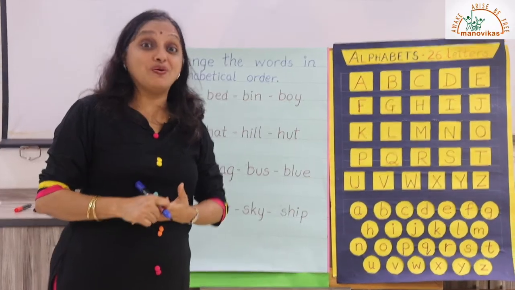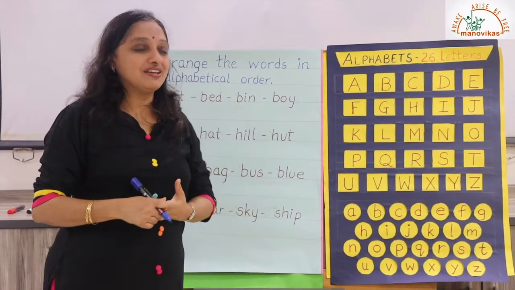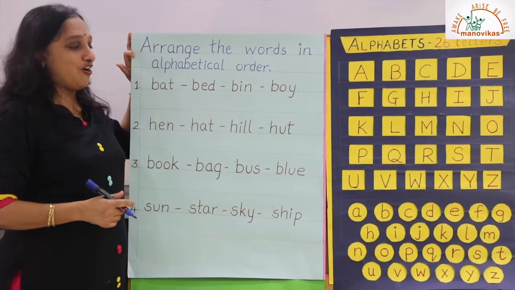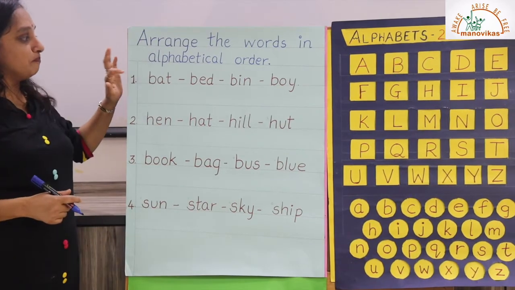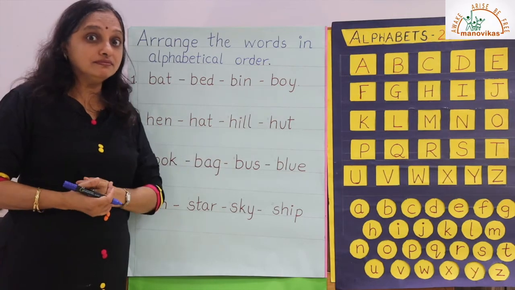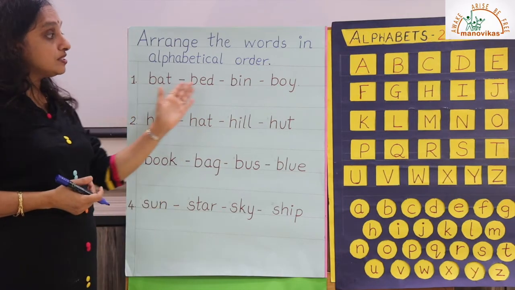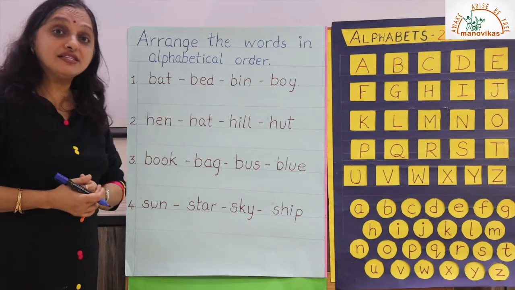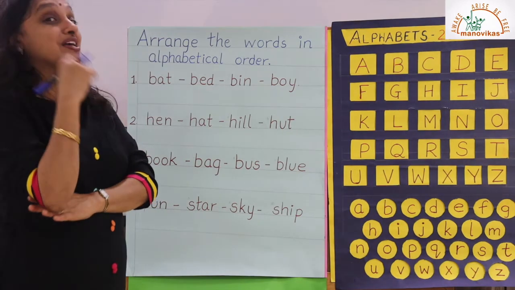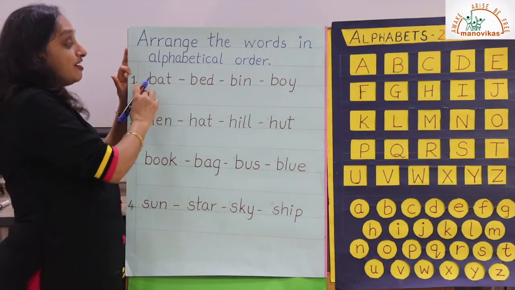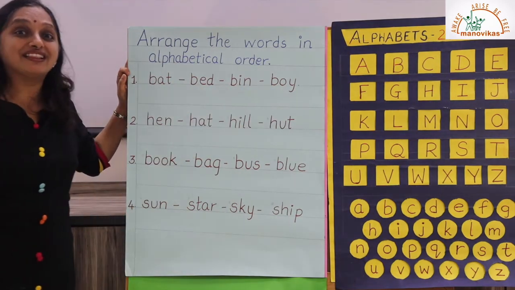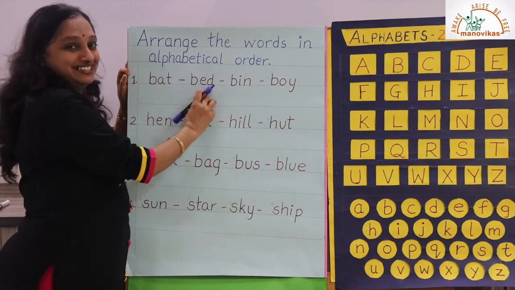Children, let us now look at some more words. Arrange the words in alphabetical order. Now, in the first we have bat, bed, bin, boy. Now, all these first letters are the same. Isn't it tricky? Yes. So, children, when the first letters of the words are the same, we must look at the second letter.